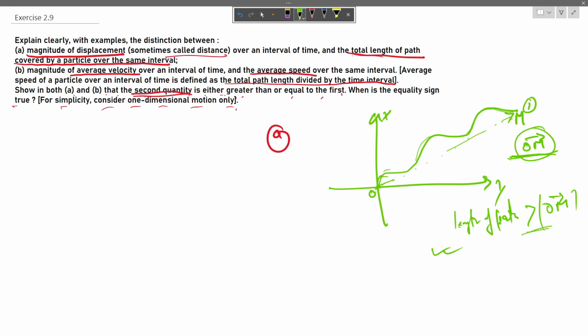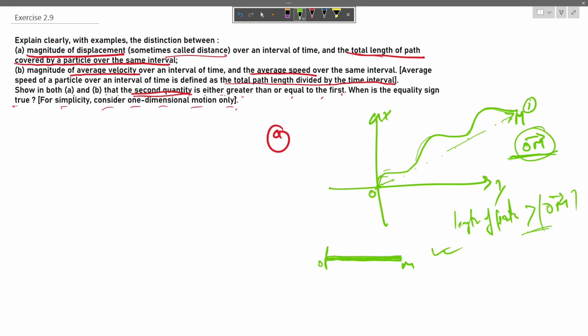Let us consider the one-dimensional case now. Imagine a particle starts from this point O and it travels in a straight line. In this case, we see that displacement as well as distance, or the length of the path covered by the body, is the same. So when the particle is traveling in a straight line, the total length of the path as well as the displacement is going to be the same.